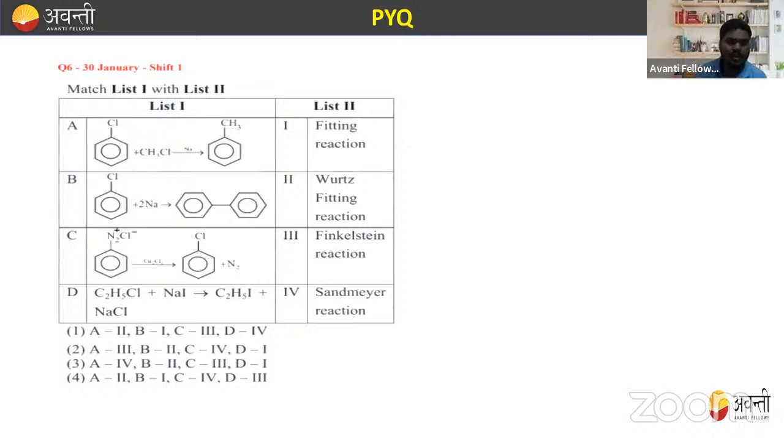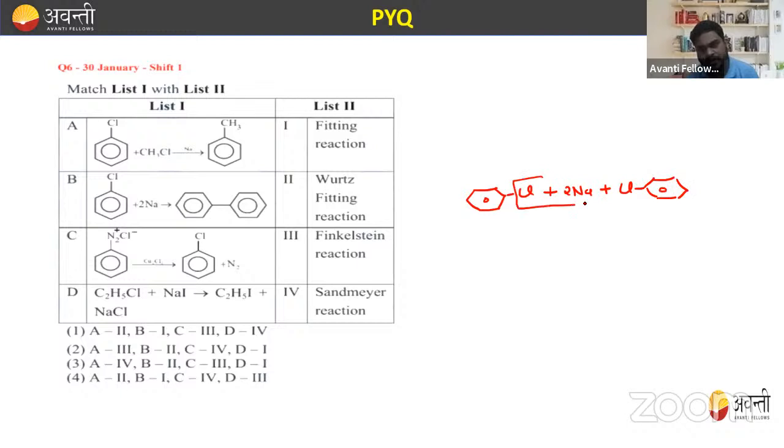Okay. Now, match list 1 with list 2. So in the first step, chlorobenzene is treated with CH3Cl and the formation of toluene takes place, right? And in the second step, when the chlorobenzene is treated with 2Na, then biphenyl forms. So we know this reaction, right? That is when the chlorobenzene is treated with Cl in the presence of 2Na, right? Again, one chlorobenzene is treated.